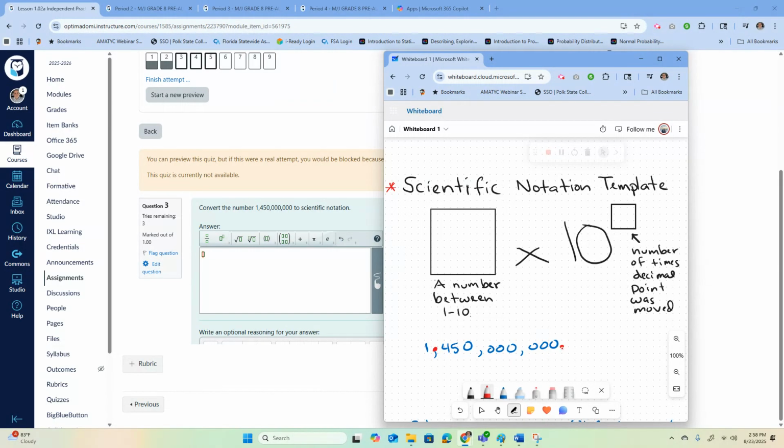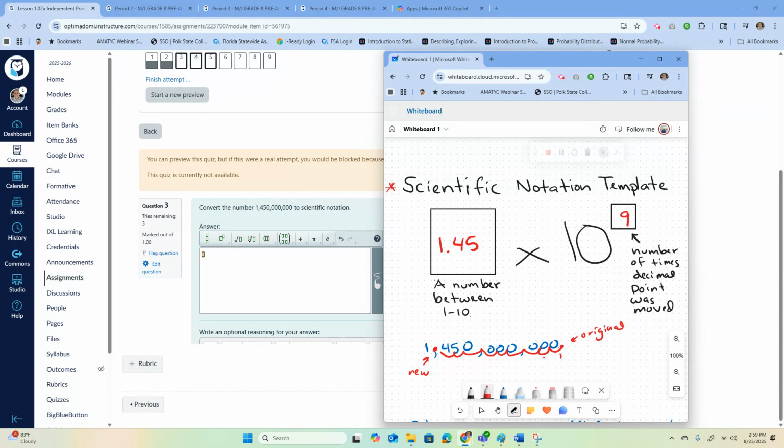Okay. And what I want to know is how many times I move the decimal point from the original place to the new place. So let's count. Let's move the decimal point between digits. 1, 2, 3, 4, 5, 6, 7, 8, 9. So I moved the decimal 9 times to the left to make this large number into a number between 1 and 10. The number that I got between 1 and 10 is 1.45. We do not need to write the ending 0. And I moved the decimal point 9 times.